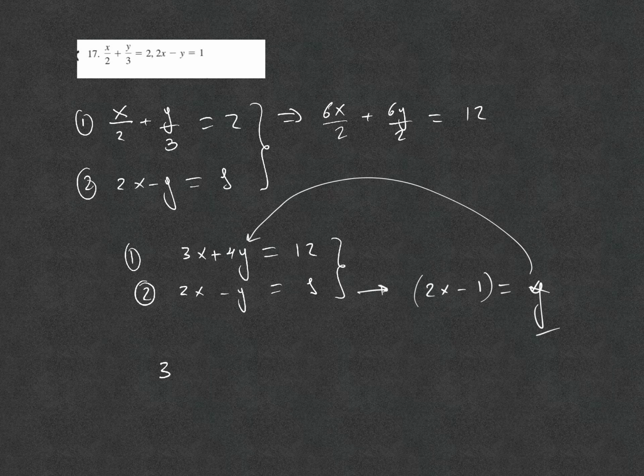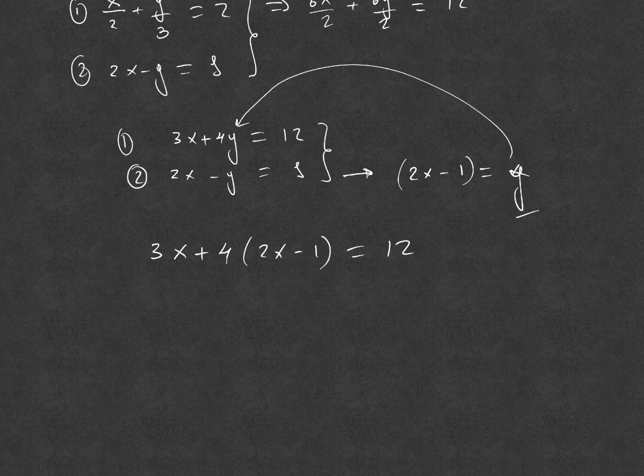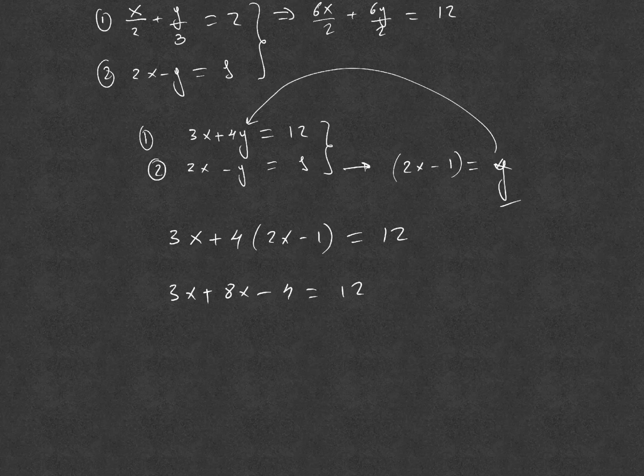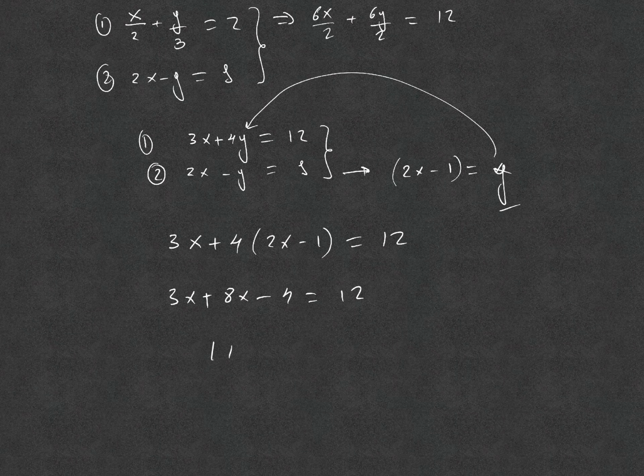So it will read like this: 3x plus 4y, where y is 2x minus 1, equals 12. Now I will solve for x. 3x plus 8x minus 4 equals 12. So 3x plus 8x, 11x equals 12 plus 4. And 12 plus 4 is 16. So 11x equals 16, so x is 16 divided by 11.